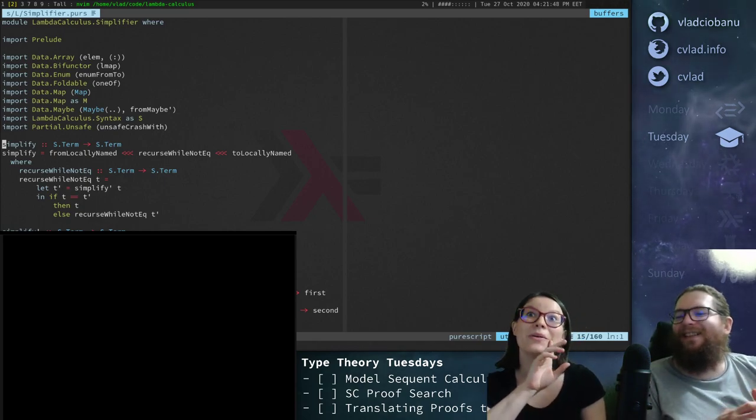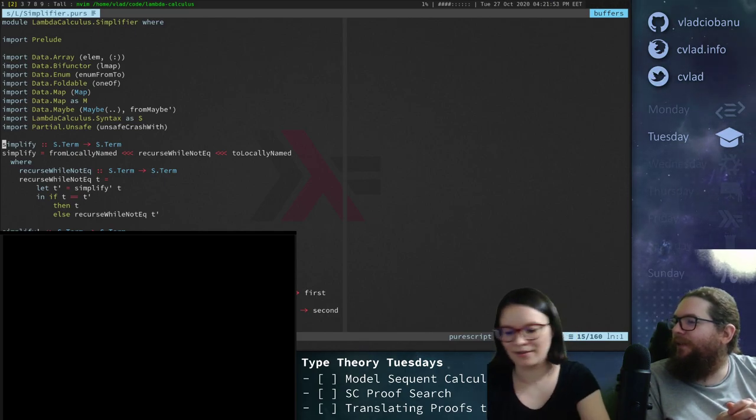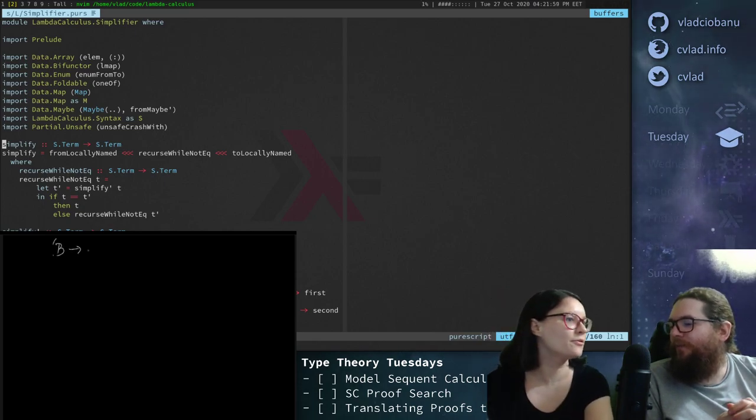Okay. So in logic, you write formulas, right? For example, I write A implies B or things like this. Okay, fair enough. So that's a formula.